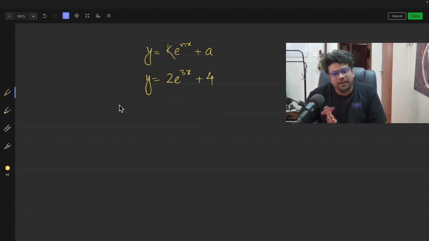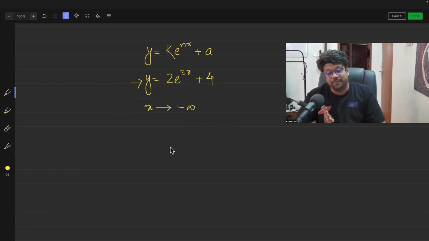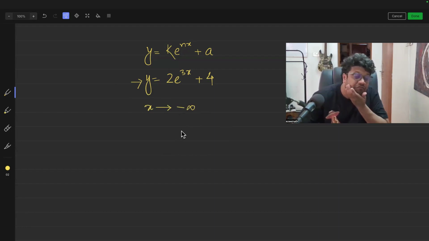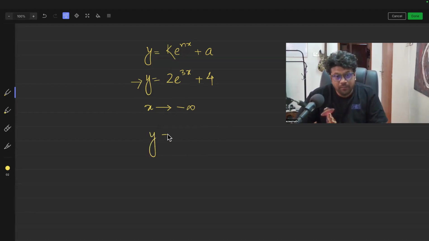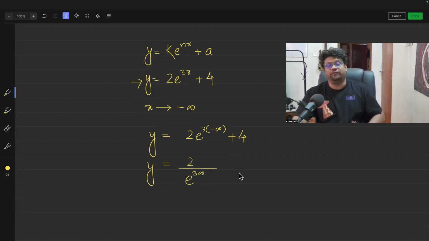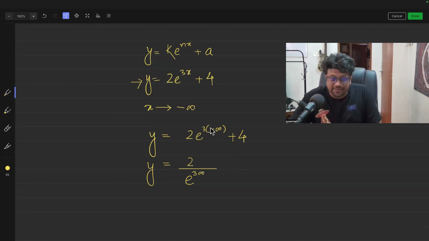Okay. Now, let's see what happens to the value of y when x happens to be a large negative number, as large as negative infinity. Let's see. y equals 2e to the power of 3 times negative infinity plus 4. I know this can be written as 2 by e to the power of 3 into positive infinity, and the negative index can be converted to a positive index if I take e down in the denominator, plus 4.